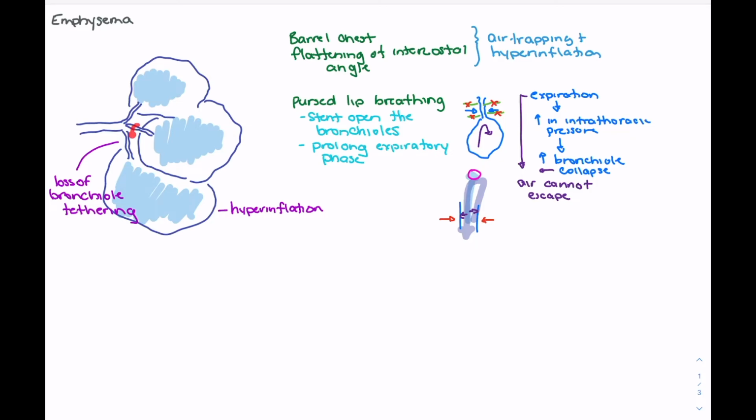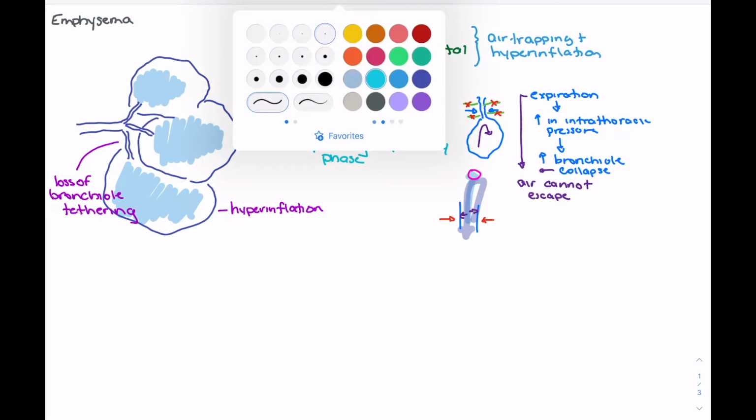So we're not seeing it totally collapse like this. We're opening them up, or stenting them up a bit, so the air can actually get out. And then prolonging the expiratory phase is great because I've got a lot of air that I need to get out of here. If I prolong that expiratory phase, hopefully I can exhale more of this air and prevent some of this air trapping and hyperinflation that we see in patients who have emphysema.